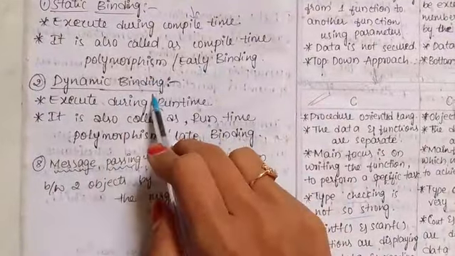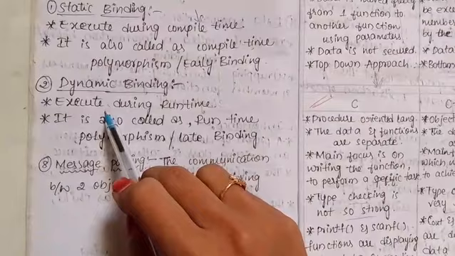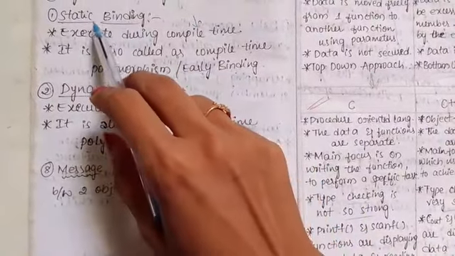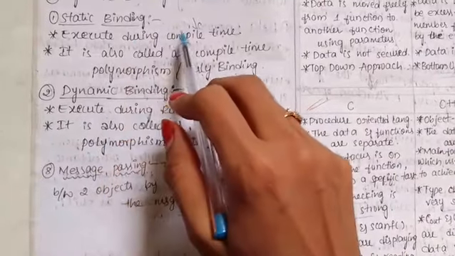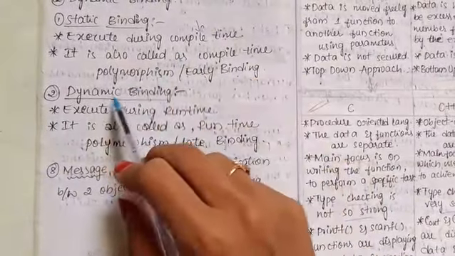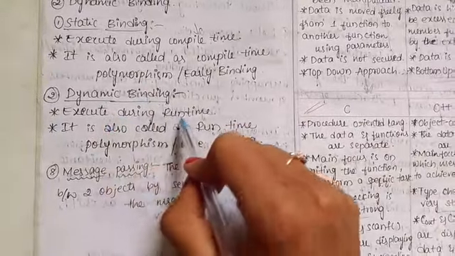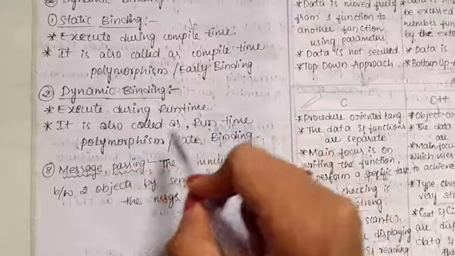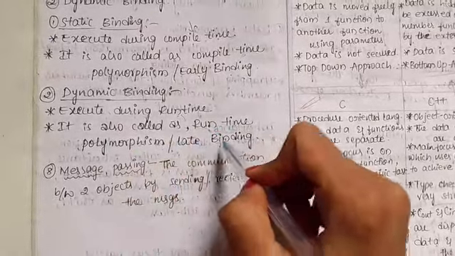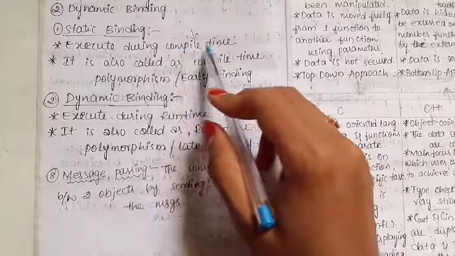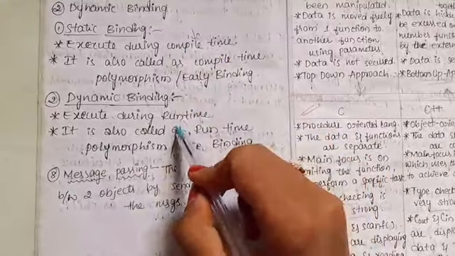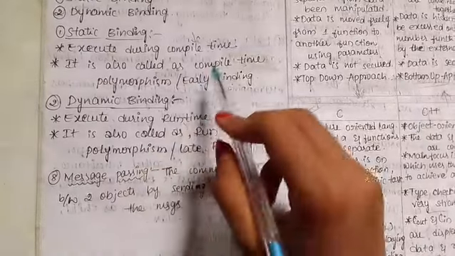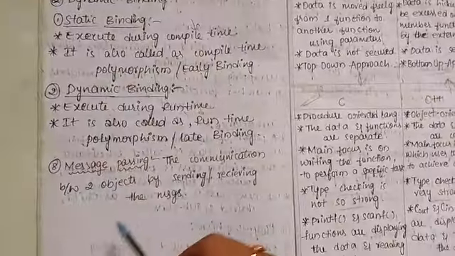The second one is dynamic binding. It executes during the runtime. Static binding executes during the compile time, while dynamic binding executes during the runtime. That is why it is also called runtime polymorphism or late binding. Compile time means early binding, runtime means late binding. Runtime polymorphism and compile time polymorphism.